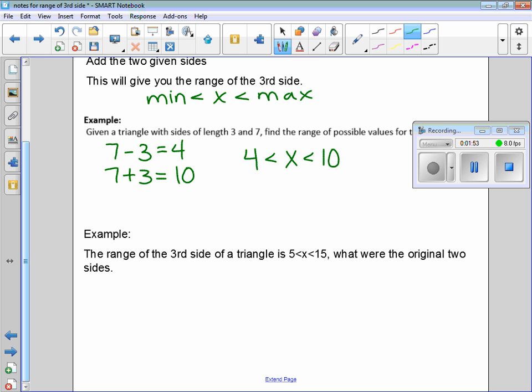Next example, they tell us that the range of the third side is 5 less than x less than 15. They want us to tell what the original two sides were. So in order to find the minimum value 5, we had to take the biggest side and subtract the smallest side. That gave us a value of 5. To get the biggest number, 15, we had to add these two numbers.